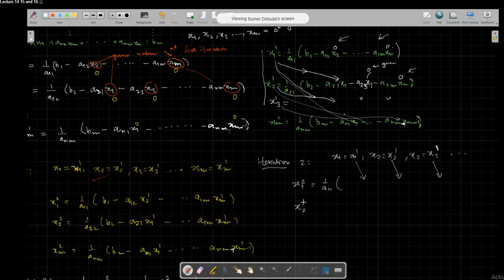Now for x2^2, over a22, this x1 value will be used here and the rest of the values will be used. For x3^2, over a33, we will use these values, the x1 value, the x2 value, and this x3 value, and likewise other values.